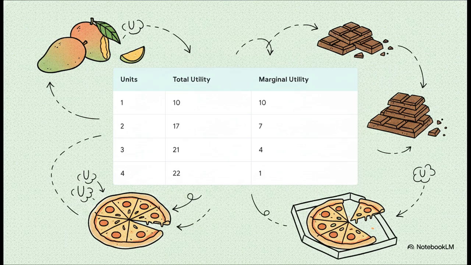This perfectly maps to our universal real-world experience, doesn't it? Every successive unit yields a smaller and smaller bump in satisfaction. Economists call this the law of diminishing marginal utility.